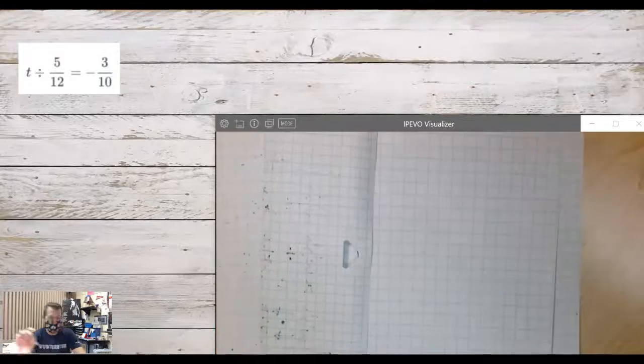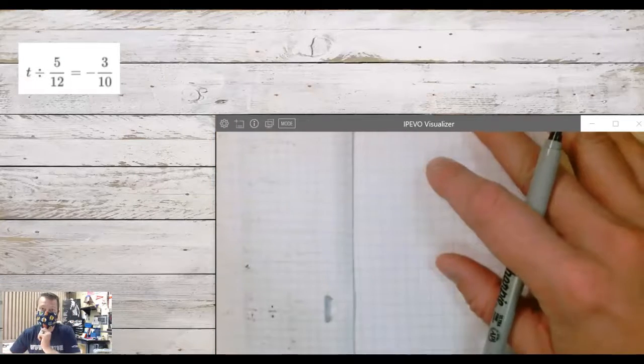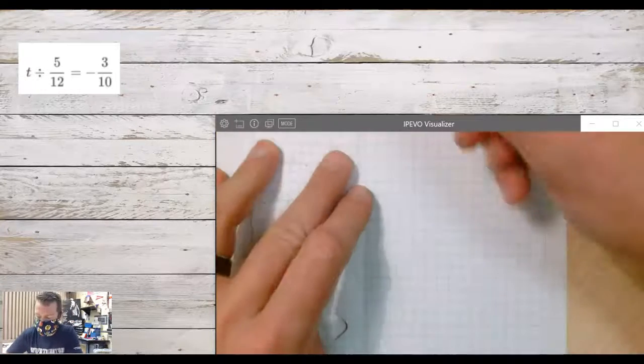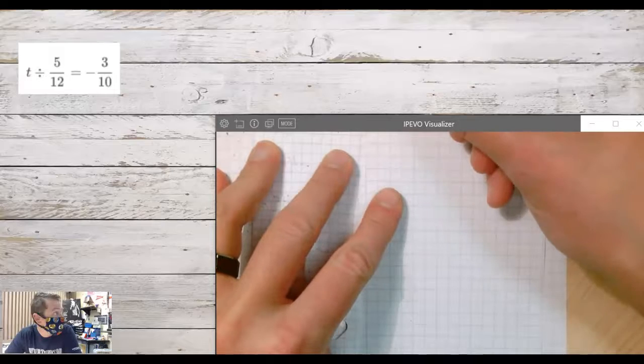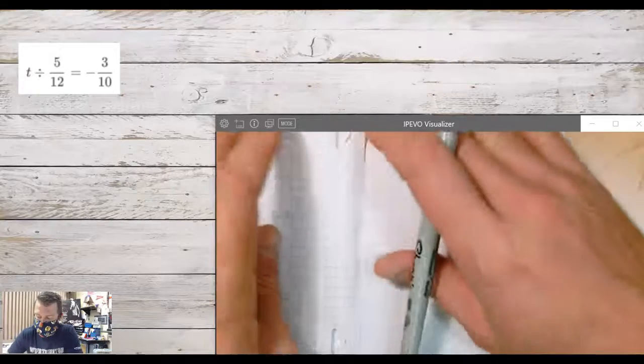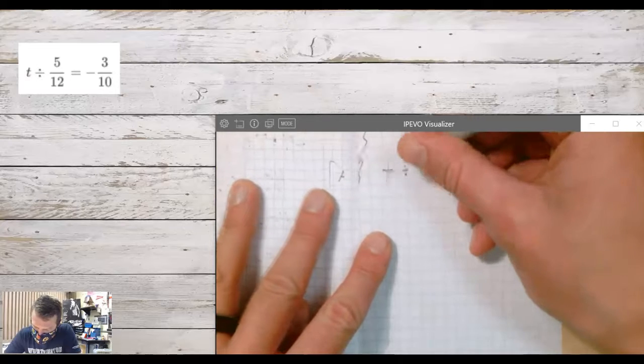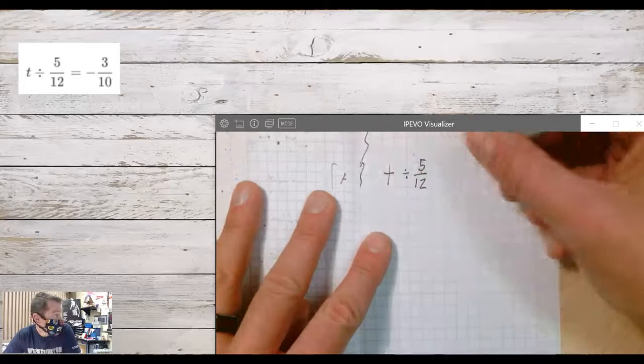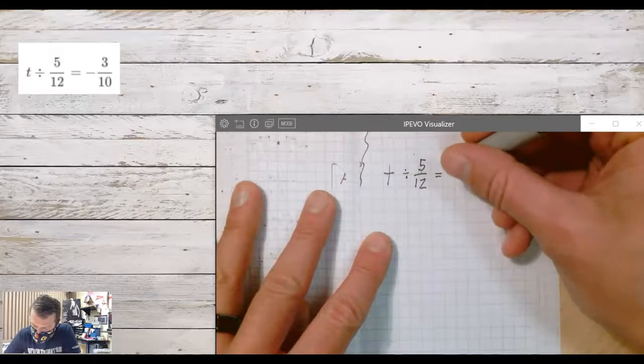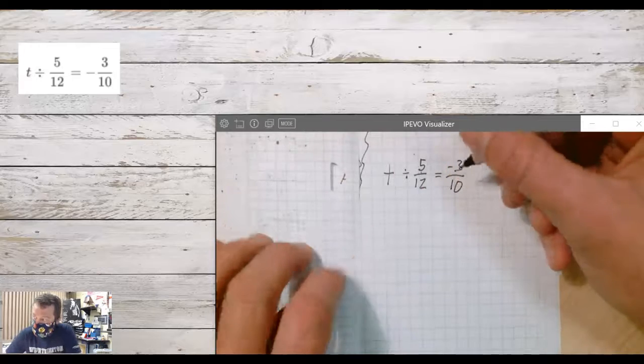All right. So I've got this problem other places on my YouTube, but so many kids are having struggles with it. It's worth solving multiple times and having multiple videos. So we always start by writing the original problem. So t divided by 5 twelfths, my apologies, equals negative 3/10.